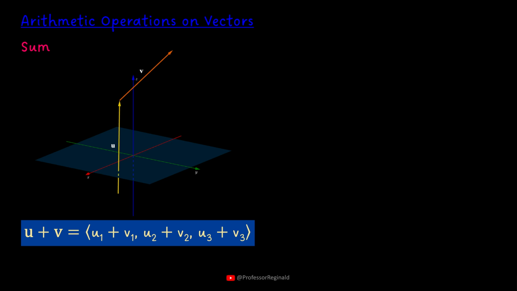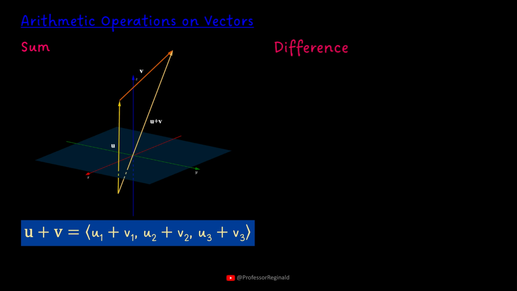The sum of these two vectors is the vector from the initial point of the first vector to the terminal point of the second vector. Similarly, for three or more vectors, the sum is the vector formed from the initial point of the first vector to the terminal point of the last vector.